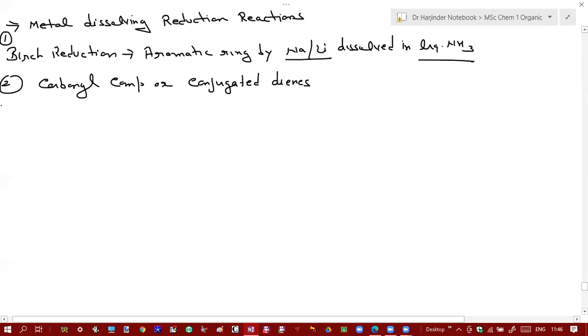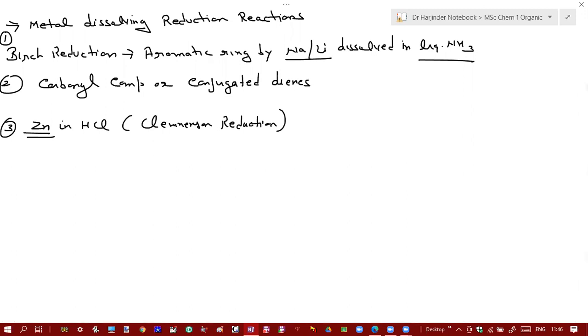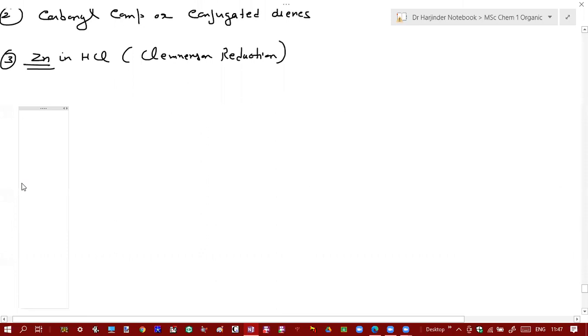And you can also carry out this metal dissolving reduction with other reagents such as zinc metal dissolved in HCl, that's also called Clemmensen reduction, or another reduction using aluminium metal. So now we will start with metal dissolving reduction of carbonyl compounds. This is a very important topic for the exam.